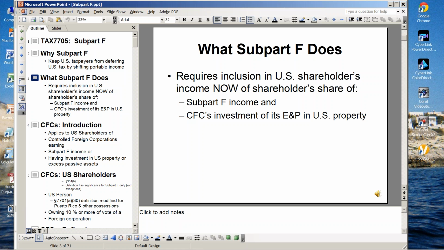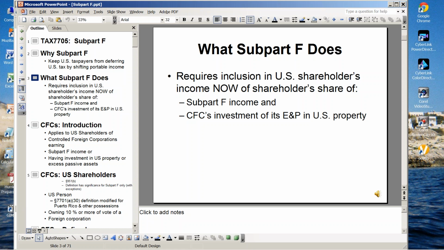It requires U.S. shareholders, that's a defined term, of controlled foreign corporations, also a defined term, to include in their income as the sub earns it, their share of the Subpart F income, and also if the sub loans it back or otherwise invests in U.S. property, then the amount of E&P of the sub loaned back or invested in U.S. property.